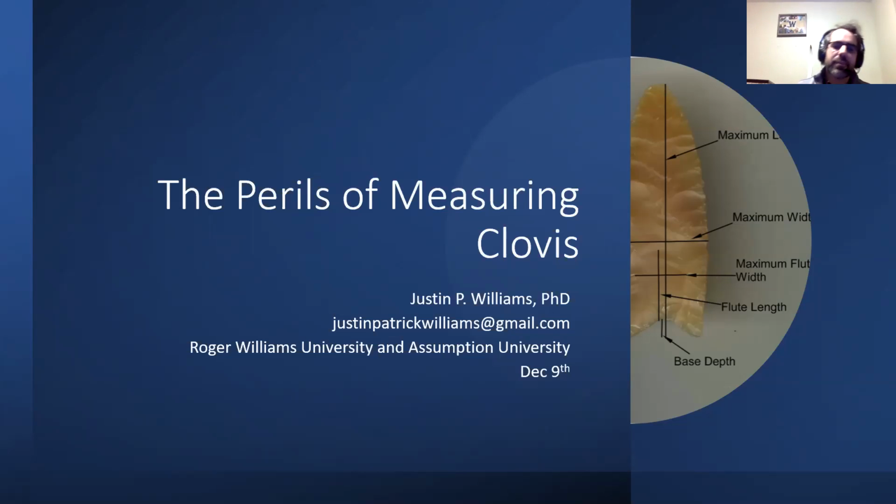Today, I'm going to talk about some of my dissertation work and a couple of the resulting publications that occurred thereafter. Mostly, I'm just going through what I've learned in trying to measure a ton of Clovis points, talk about a few biases that folks have found with measuring Clovis points, and the trials and tribulations of trying to measure so many projectile points.